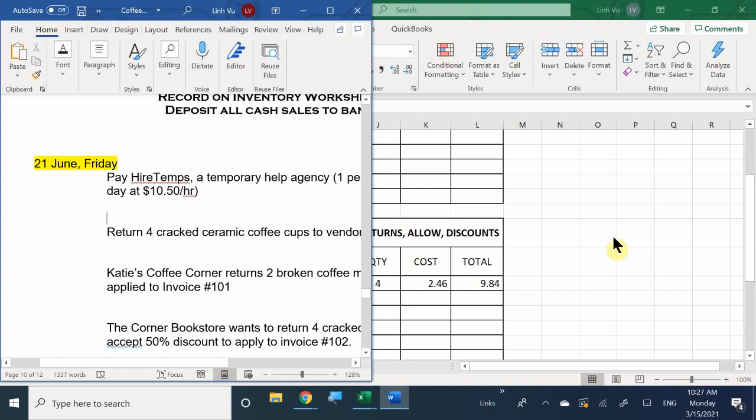All right, once again, so we just made our return to the vendor. We've already credited our account and we've journalized it. We posted to the ledger. Now we can continue on next. So what happened next?